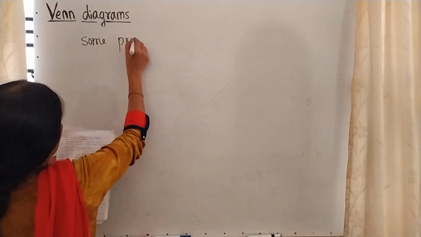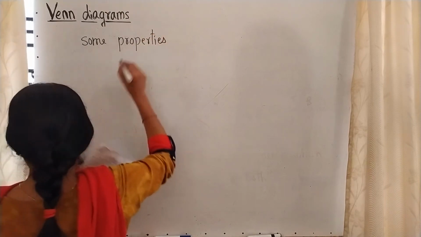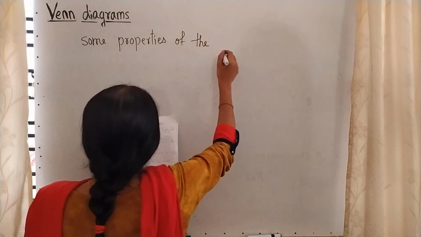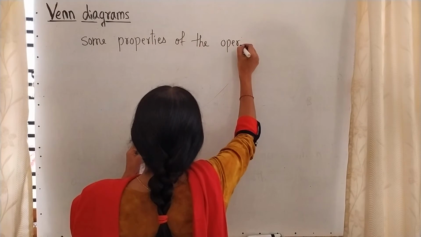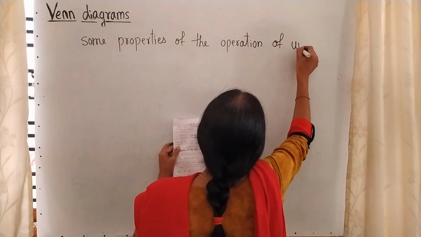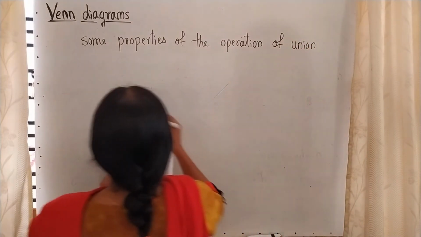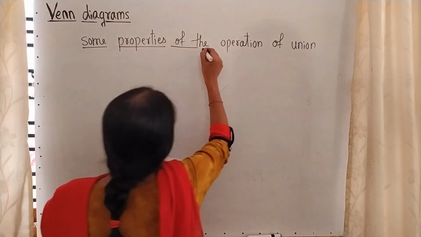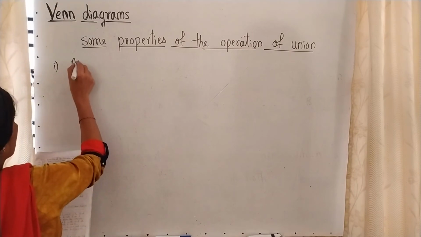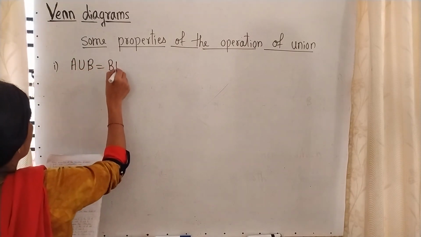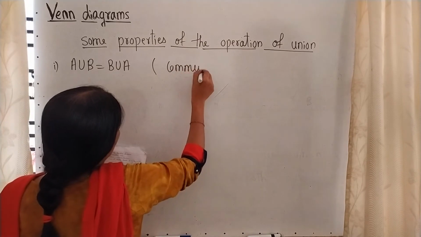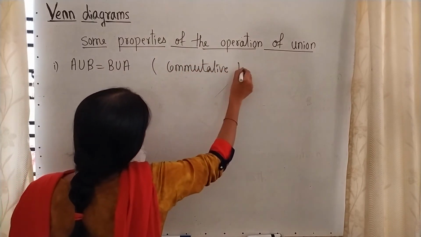Some properties of the operation of union. So you have to remember these properties. First one, A union B and B union A both are equal. Which property is it? It is commutative law.